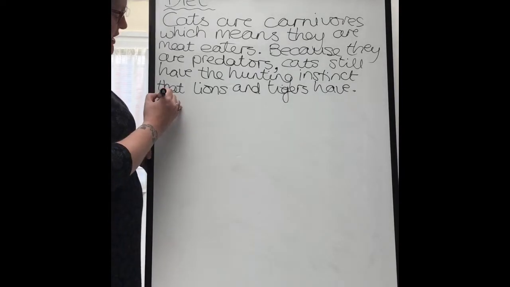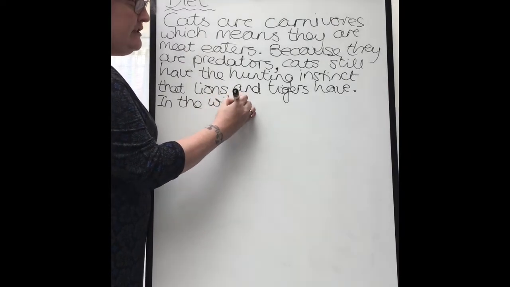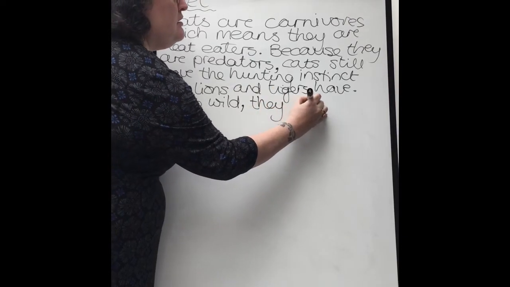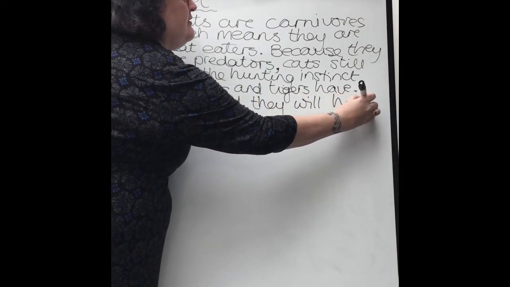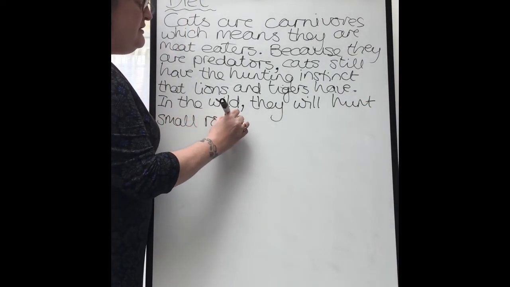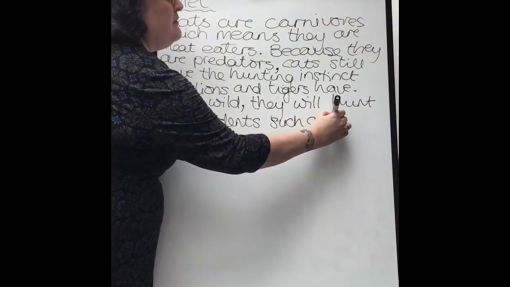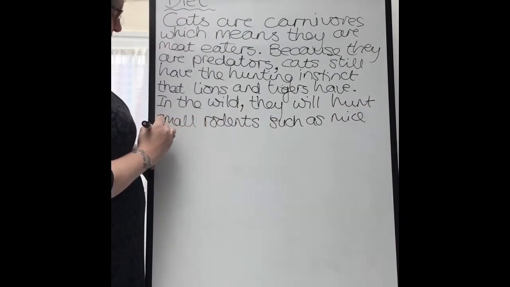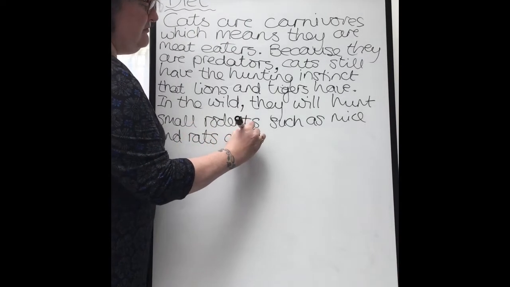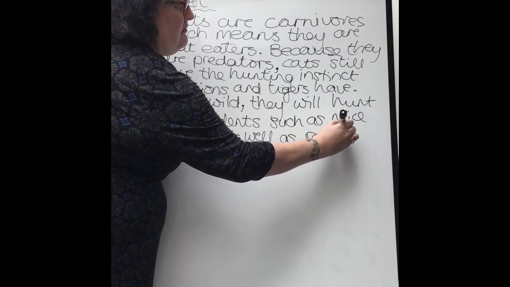So let's start with a fronted adverbial of where. In the wild, comma, they will hunt small rodents such as mice and rats, as well as rabbits.